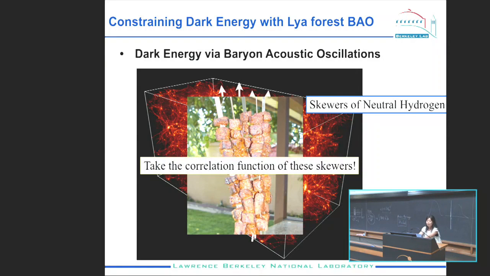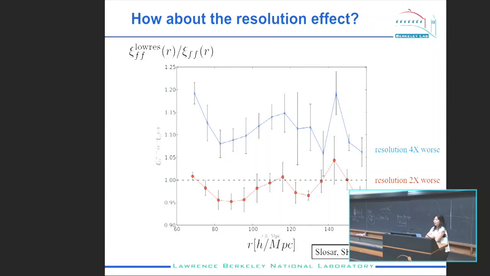Okay. So we take the correlation function of these skewers. Remember, nobody had done this at the point when we were doing this. We were like, okay, what do we do with these skewers of neutral hydrogen, which will be imprinted on the spectrum of quasars? The first thing we did is take a correlation function of this flux for the low-resolution box divided by the high-resolution box.